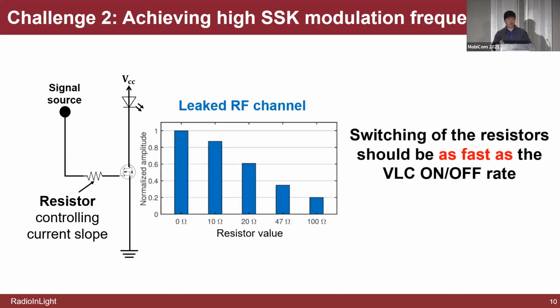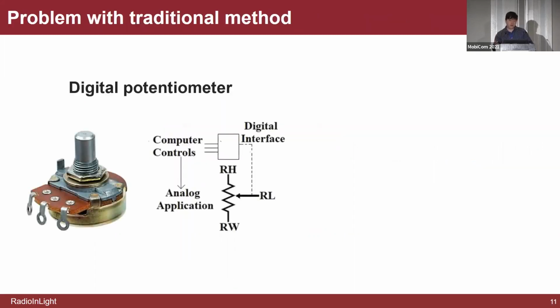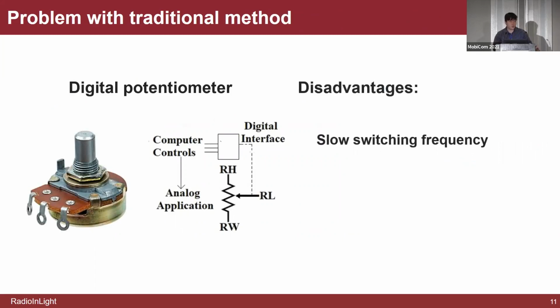But here comes another challenge. As we all know, the leaked signals are created by the VLC channel. So when the VLC on-off rate is increased, there are more leaked signals in a fixed time window. In order to fully modulate all the signals to achieve a high data rate, we need to switch resistors of different values as fast as the VLC on-off rate. The traditional method to switch resistors only uses the potentiometer, and there is also a digital version. However, most of them have too slow a switching frequency, and there is an unwanted parasitic resistance which will influence the communication range.